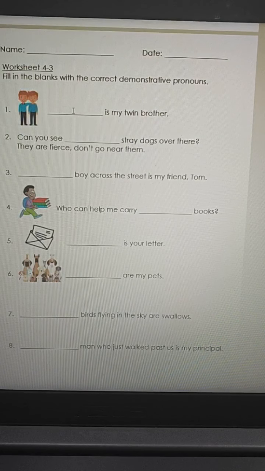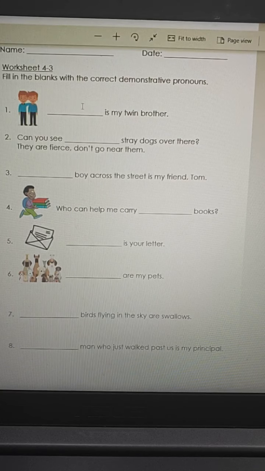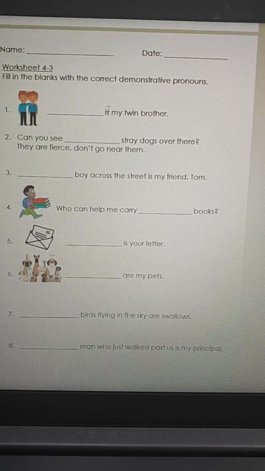Okay, I'll go through the first 2 questions with you. "___ is my twin brother." So which one do we use? Which demonstrative pronoun? There is only one brother, so it's singular, right? And they are close to each other. So we use this. This is my twin brother. Singular this. So we write capital T and small letter H-I-S. T-H-I-S. Capital T.